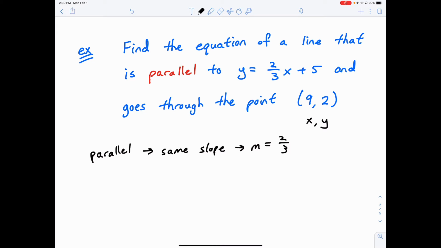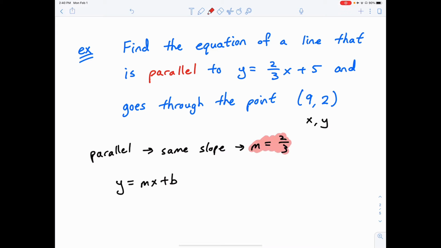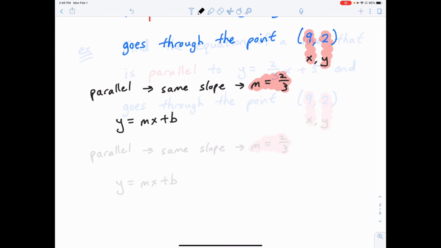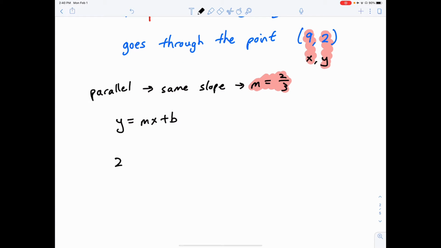Now, when we're trying to look for the equation of the line, it's always y is equal to mx plus b. In this case, we know the value of m, we know the value of x, and we know the value of y. So we can plug in everything that we know and then solve for what we don't know, which is going to be that b value. So y is equal to 2, m is our 2/3, x is our 9, and b is what we're trying to solve for.